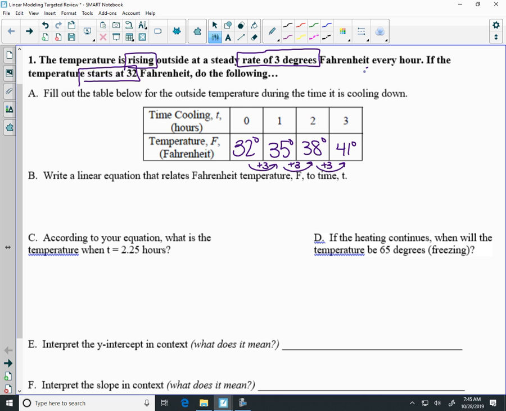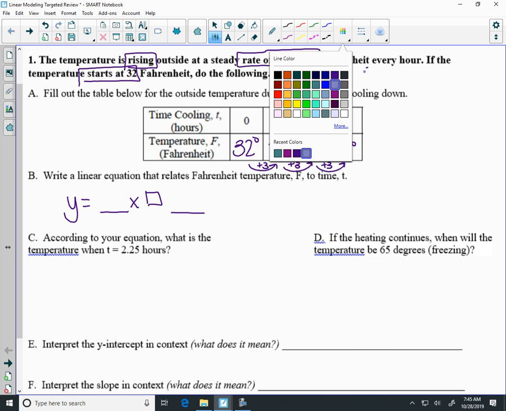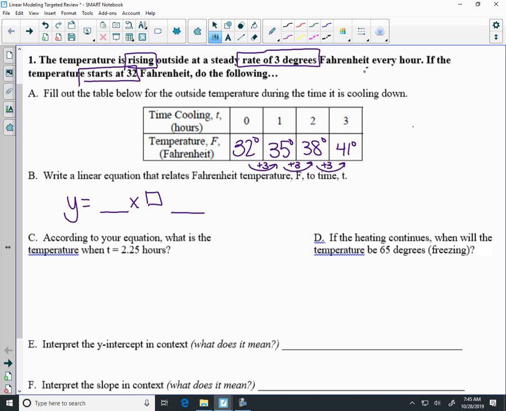Now, we want to write a linear equation. So our equations look like this. This is the only kind of equation we know how to write yet. We will learn another kind before the end of the semester. So in this, our last blank is our start, and for this problem, it's going to be our starting temperature. Our first blank is always our rate, and the word that we're looking for there is per most of the time.